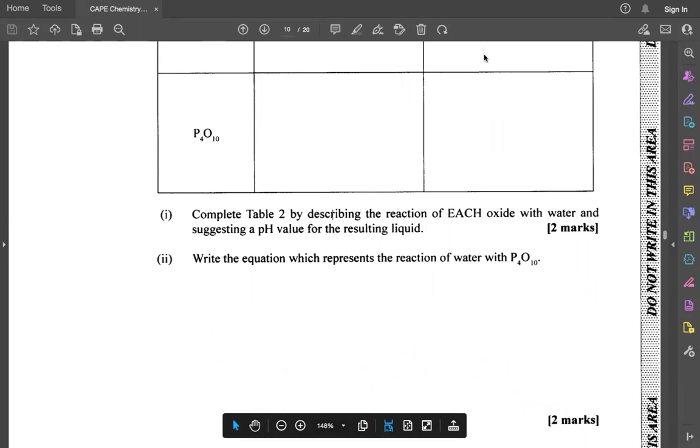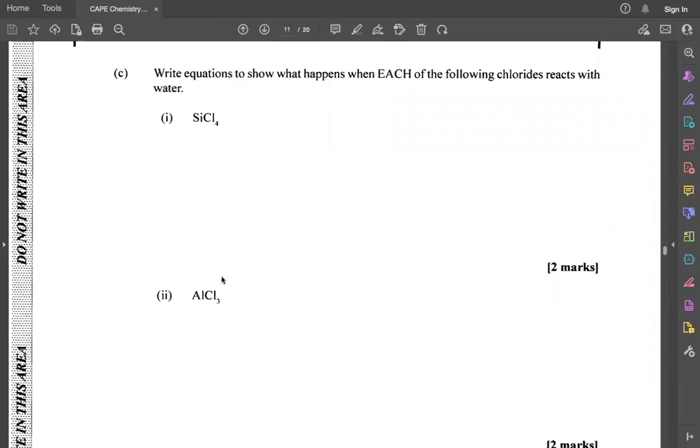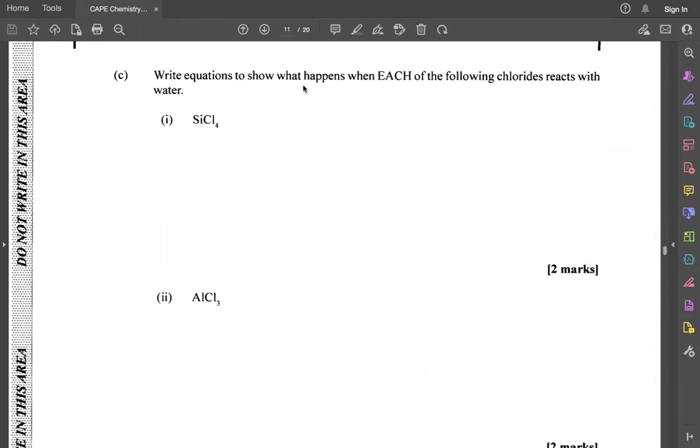All right, so let's clear that, and we're going to be moving down to part C. And part C is asking us to write equations to show what happens when each of the following chlorides, so now we're looking at the chlorides of period 3 elements, react with water, right? So in the previous one, we were looking at oxides and their reaction with water. Now we're looking at chlorides and their reaction with water. So they're asking us to write an equation for silicon tetrachloride reacting with water. So let's just do that one first.